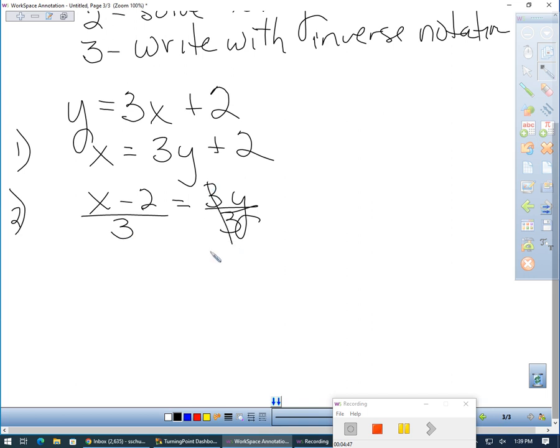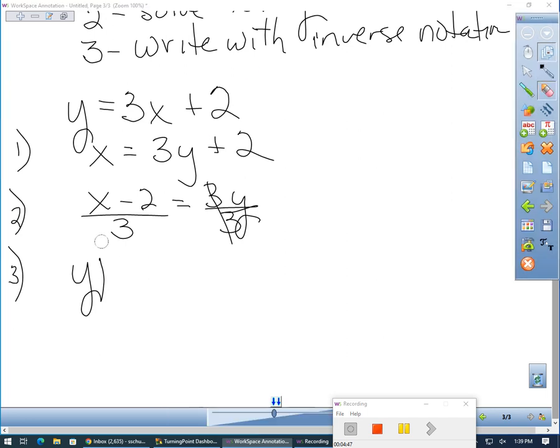All right, when I do that, my y is now by itself. So then step 3, we're going to write it with inverse notation. So we take our y, we write it with this little negative 1 at the top, and it equals x minus 2 over 3.